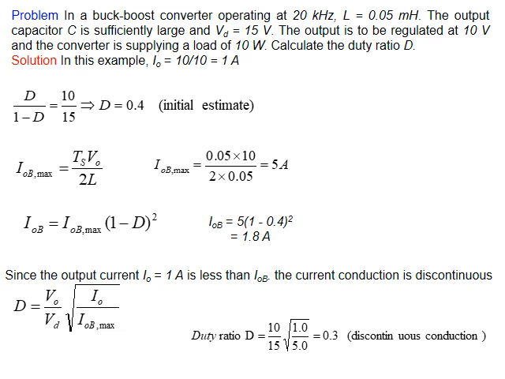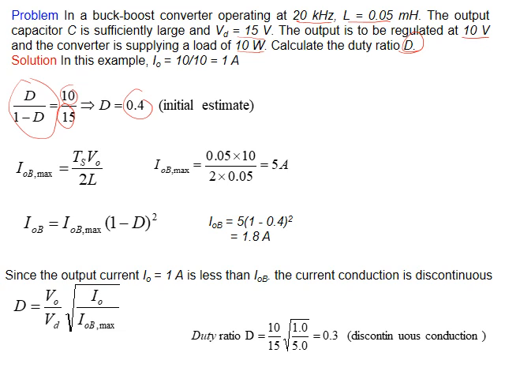Now let's do an example on this. A buck-boost converter operating at 20 kHz, inductance given, output capacitor is sufficiently large, and VD, the input voltage, is 15 volts. The output voltage is regulated at 10 volts, and the converter is supplying a load of 10 watts. Calculate the duty ratio. Now in this question, it doesn't tell me whether this is continuous or discontinuous. So by default, I assume it is continuous and start with the formula for D, which is D over (1 minus D) equals V out over V input.